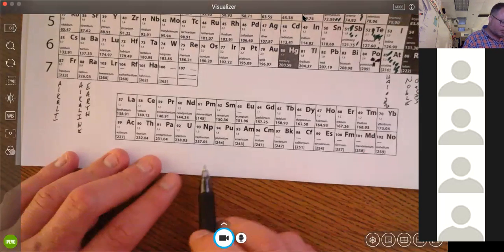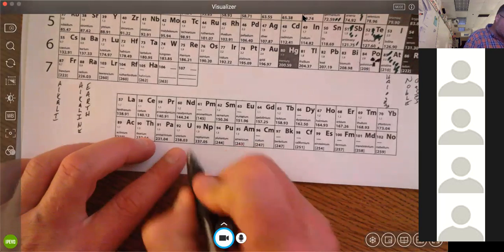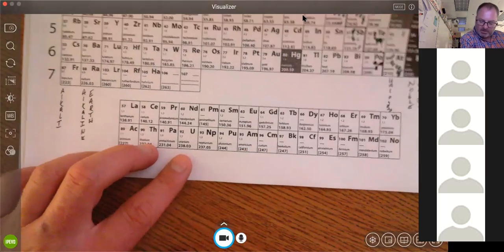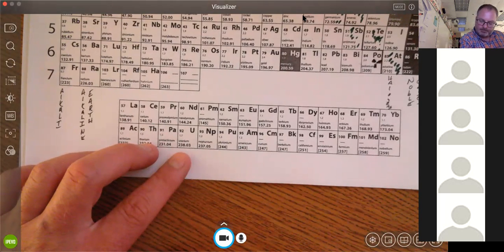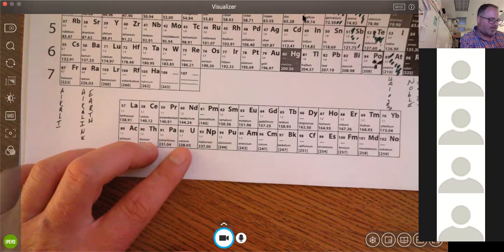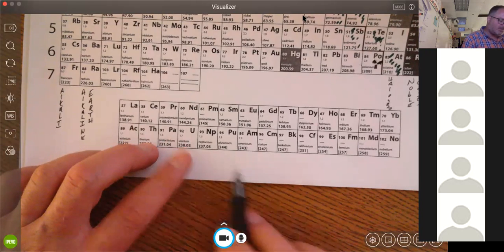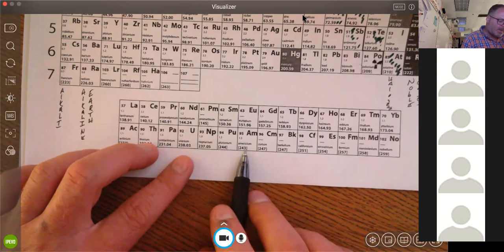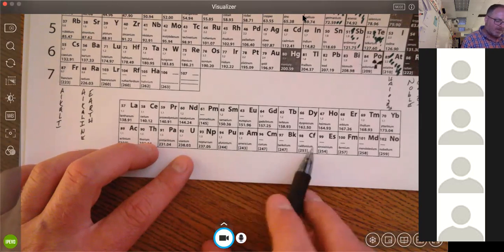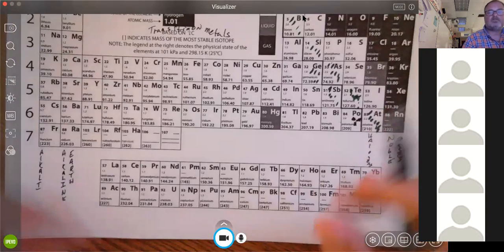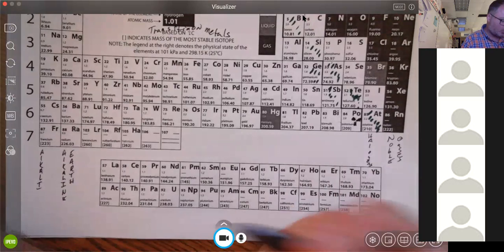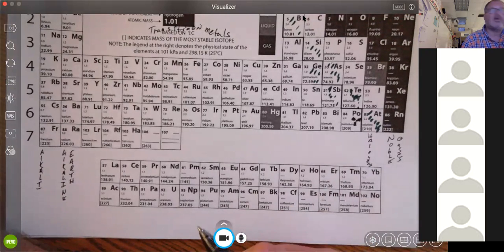If we take a look, uranium is the last natural forming element on Earth. So that means neptunium, plutonium, americium, curium, berkelium, californium. These elements are man-made. We take uranium or other elements and we bombard them with alpha particles and stuff.